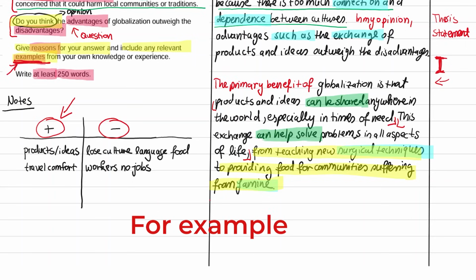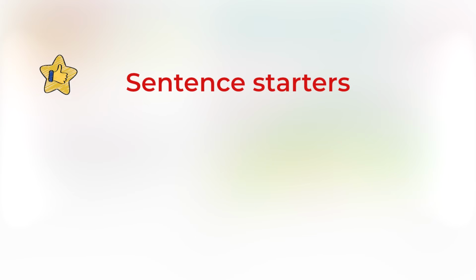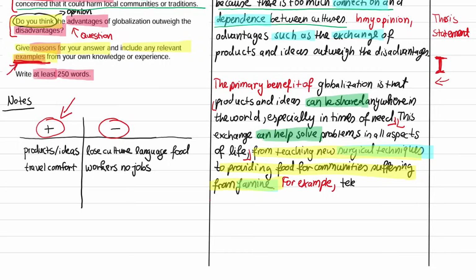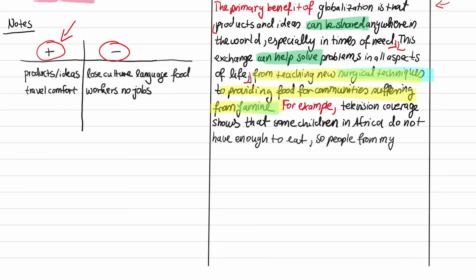"For example" shows that you're about to give an example, so the IELTS examiner knows what comes next. This is great signposting. Here you can see why good sentence starters are so important. They structure your essay and tell the IELTS examiner what comes next. For example, television coverage shows that some children in Africa do not have enough to eat, so people from my country are sending donations to alleviate the problem.